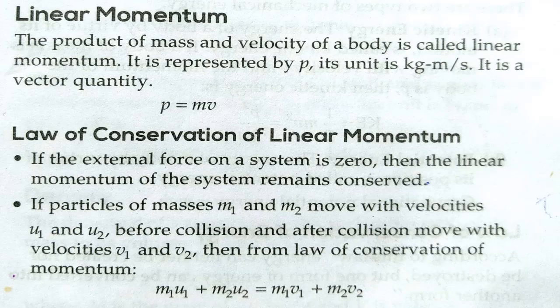Second, if particles of masses m1 and m2 move with velocities u1 and u2 before collision, and with velocities v1 and v2 after collision, then from the law of conservation of momentum, the equation is m1 u1 plus m2 u2 equals m1 v1 plus m2 v2.